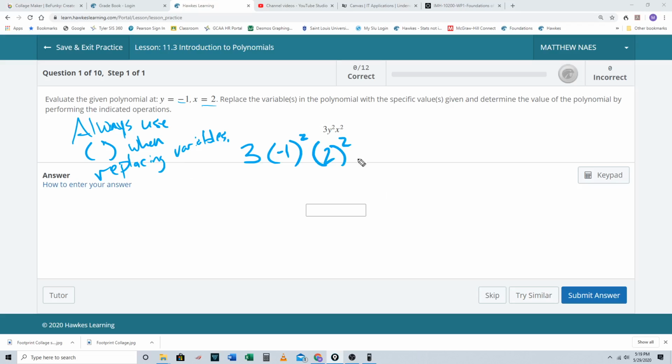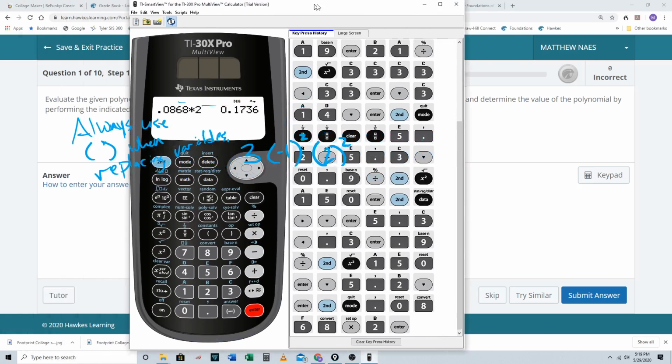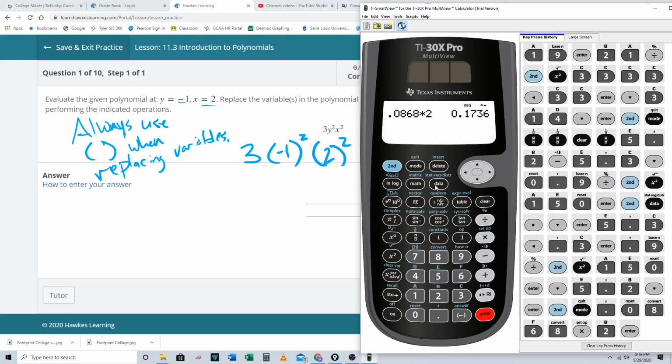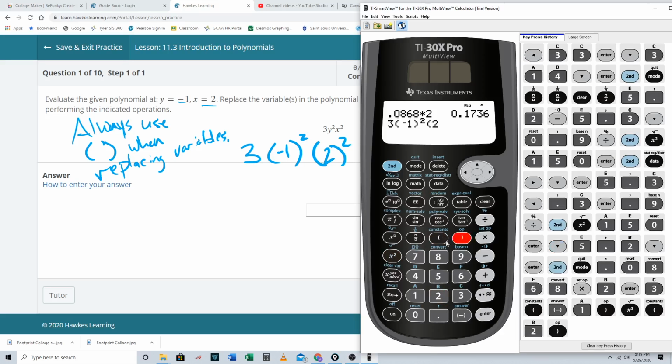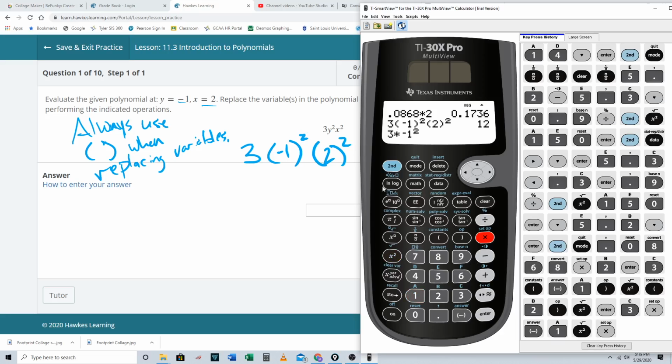If you write them on here, that's what you want to put in the calculator. So we can just go right to the calculator and go 3 (-1). Make sure you use the negative symbol. (-1) squared (2) squared. If you don't put them in parentheses, here's the answer. You're going to get 12. If you don't put them in parentheses, 3 times -1 squared times, you have to use multiplication if you don't put parentheses, times 2 squared, you're going to get -12.